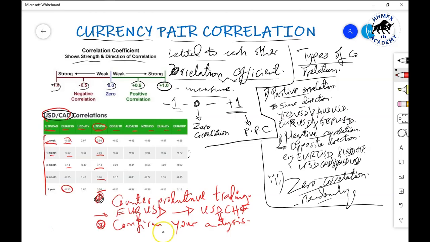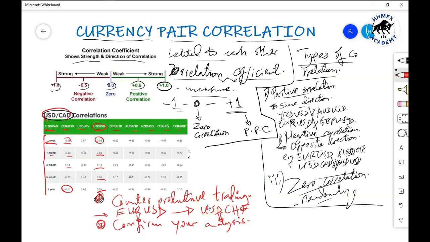Also you can confirm things like breakouts. Maybe if there was a certain level or zone where the price was ranging, or a trend line or anything else. Once a trend line is broken on one currency pair, you're supposed to see the same event on another pair. So that will be a confirmation for your entries.